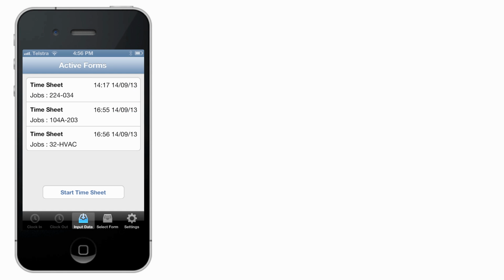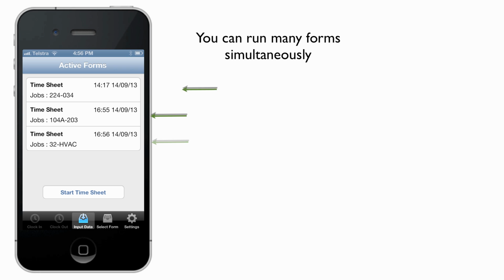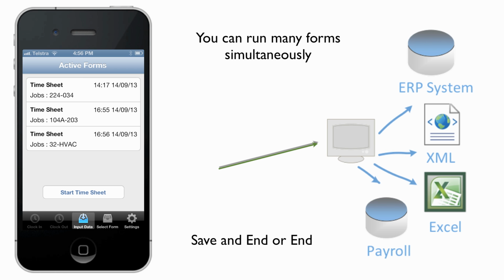You can run many forms simultaneously because they are treated as separate transactions. To complete a form, you need to complete all the data entries and select Save and End or End button. This transfers that form's data back to the business system.